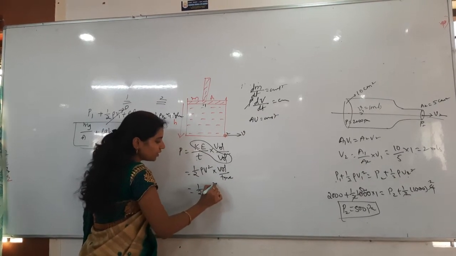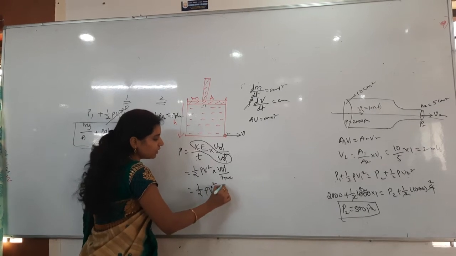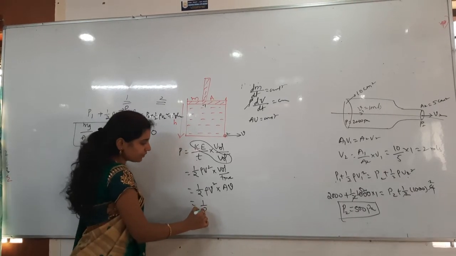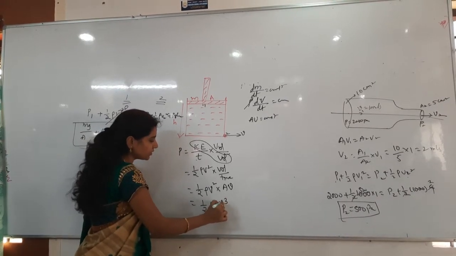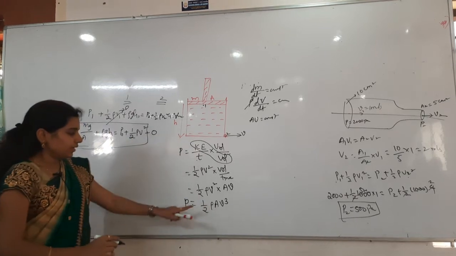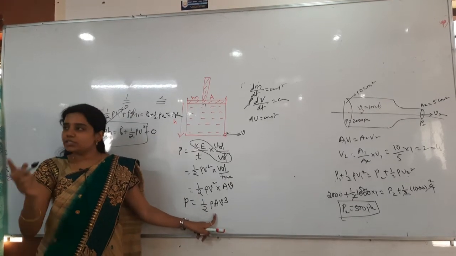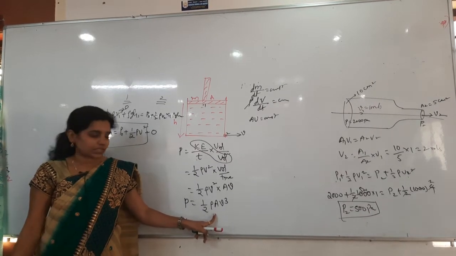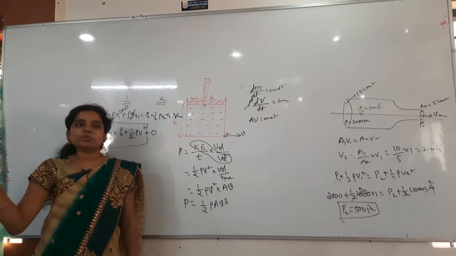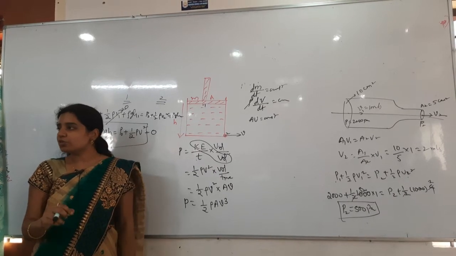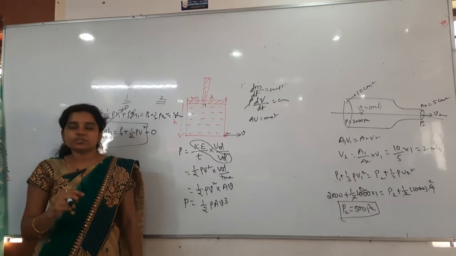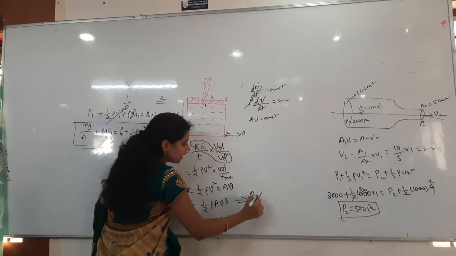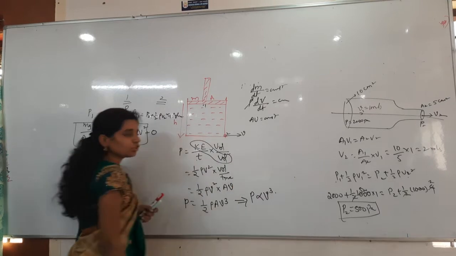Half rho velocity square into volume by time, nothing but area into velocity. Then half rho into area into velocity cube. See that here rho is the density. It is just sending the water from the initial point to the final point. There is no change in that, that is constant. Area, uniform cross section and different cross sections. Uniform cross section means the pipe is not changing the area, so the area is also constant. So clearly I can write here, power is directly proportional to velocity cube.